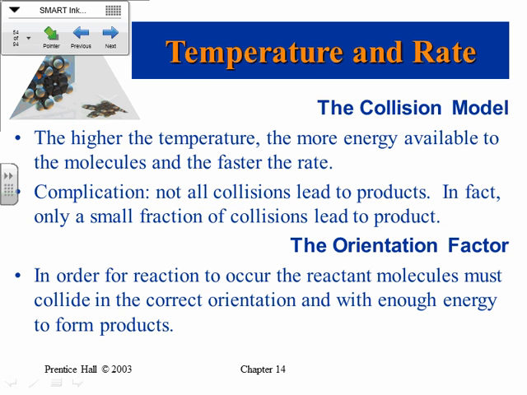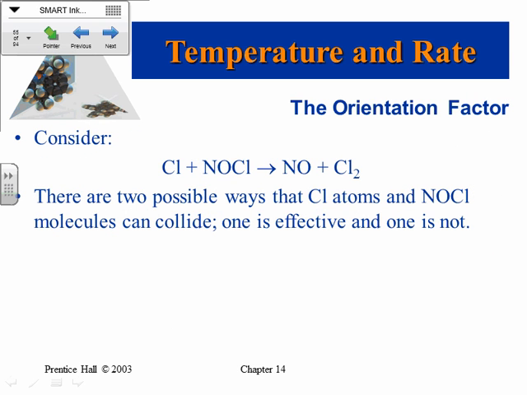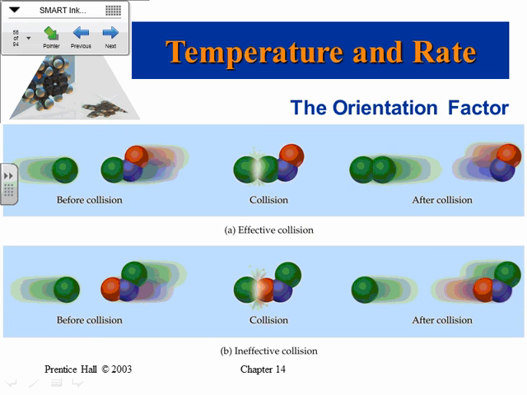One is the way that the molecule is actually turned. I think I have an example of this here. If you've got this reaction of chlorine reacting with NOCl in order to make NO plus Cl2, there are two possible ways that these reactants can collide with one another. The first way, you've got the chlorine molecule coming in, and it collides with the chlorine end of the NOCl molecule.